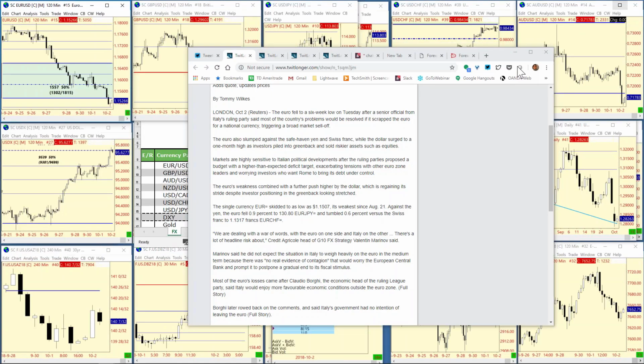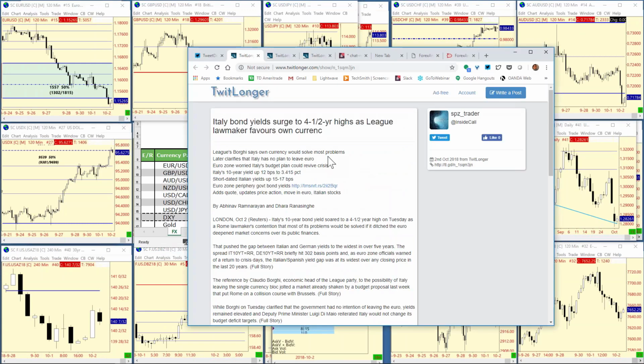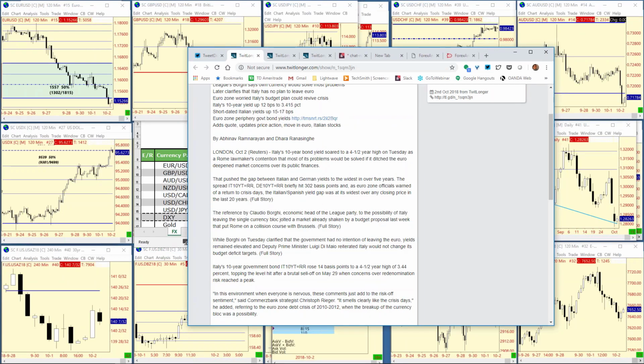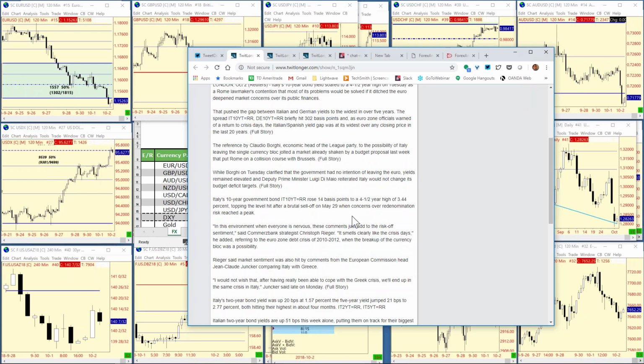Moving on, Italy bond yields surge up to 4.5-year highs as League lawmaker favors own currency. Once again, we're back in this situation about the possibility of Italy leaving the euro currency, and then he turns around and says, oh, I really didn't mean that. I mean, then why would you even say it? So obviously there's a risk here.